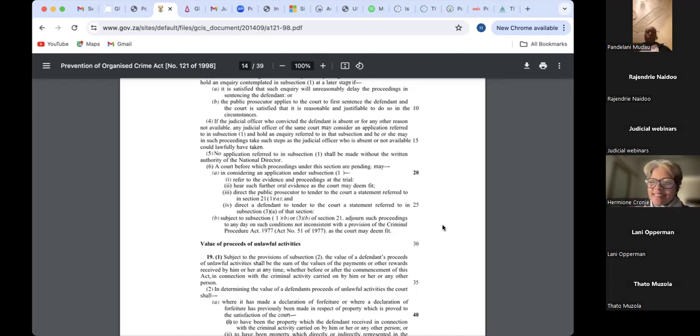So you see, this is an enthusiastic asset forfeiture prosecutor. Like I said, the purpose of asset recovery is to deprive the accused of the benefit.